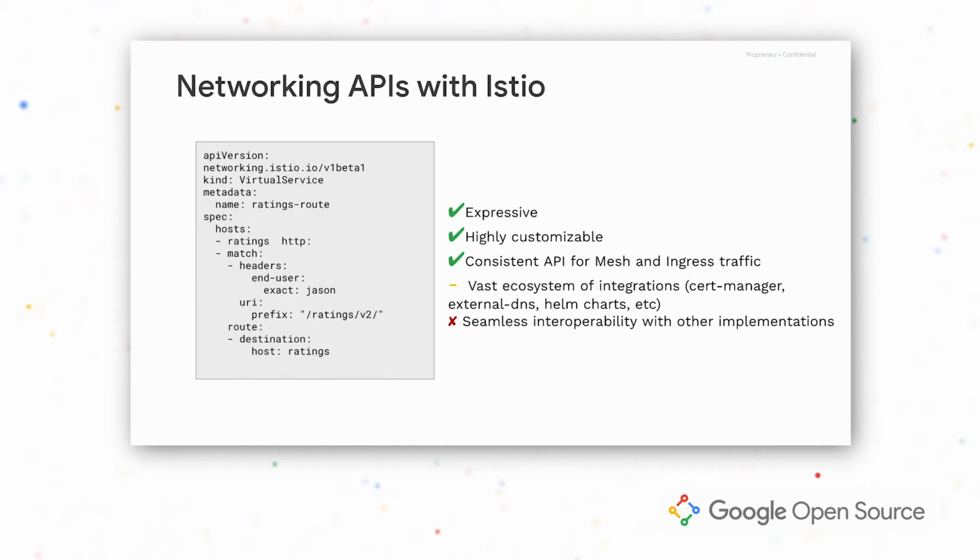And something that's very important in Istio is that we have one consistent API, and we use that both for the mesh and for the ingress traffic. Whereas generally the ingress resource is only about configuring ingress, so it's a bit too narrowly scoped for Istio.